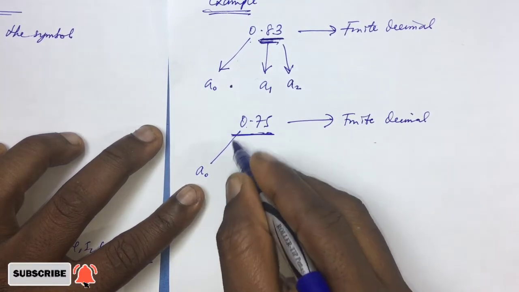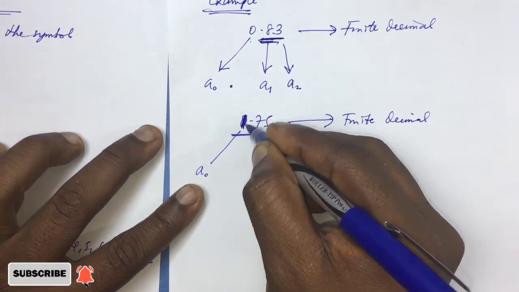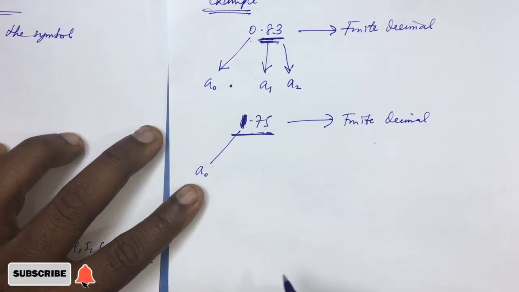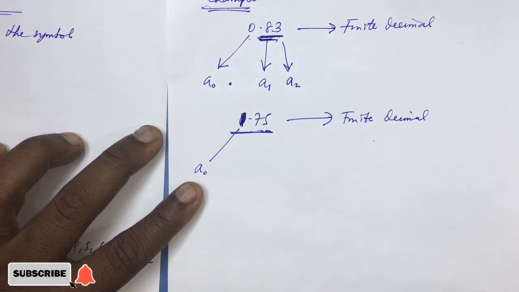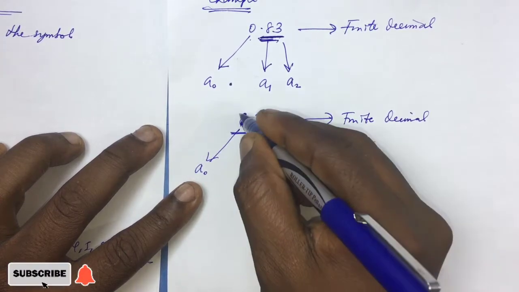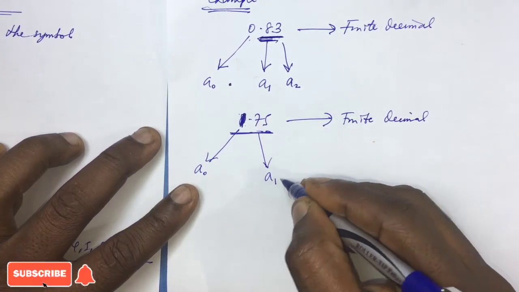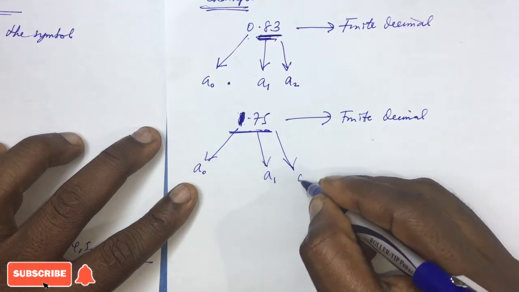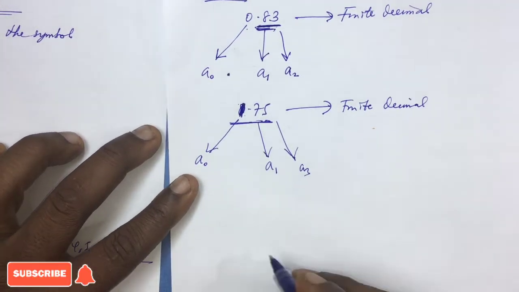You can write your A0, or let me even call this 1. So this is 1.75. If you call it 1.75, it is still a rational number that must have given rise to this decimal. And you can write it as A0 equals 1, A1 is 7, and A2 is 5.